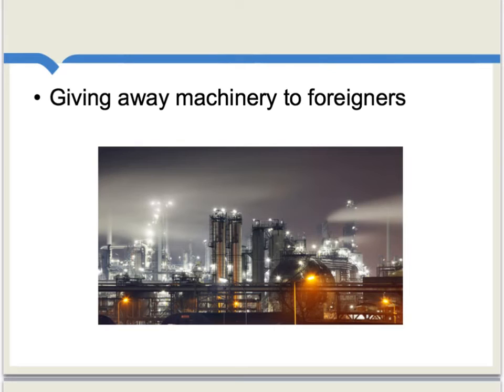Mill also has a clear discussion of how giving away machinery or technology to foreigners also can shift the terms of trade against a country, that over time the foreigners may produce in that sector more cheaply than the original home nation.